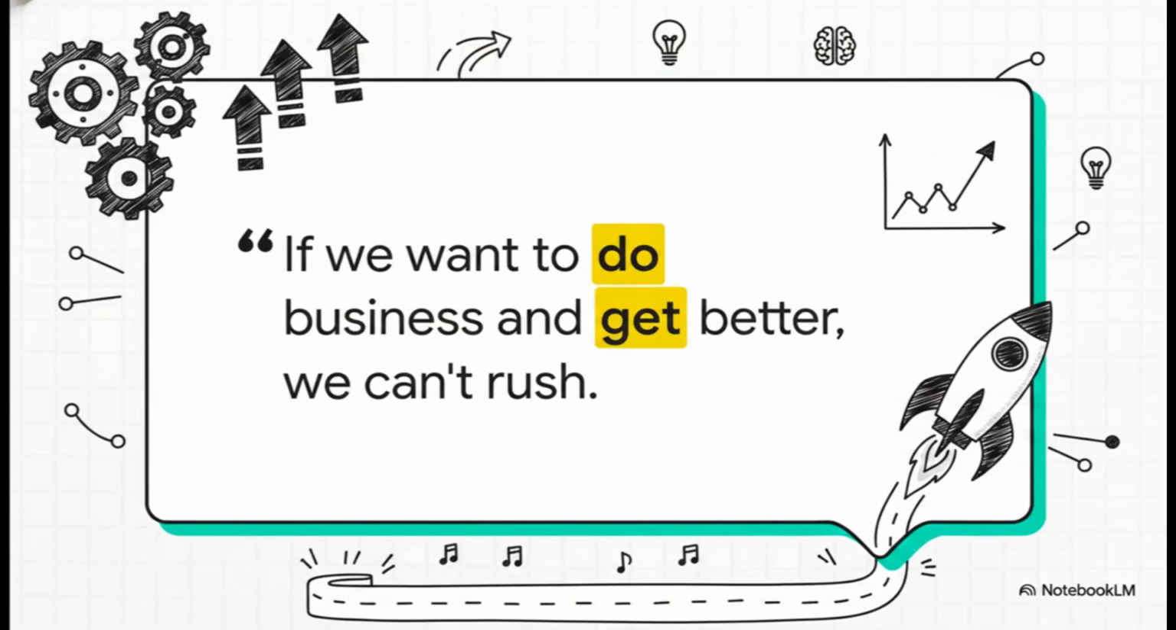And they wrap up the conversation with, "True. If we want to do business and get better, we can't rush." So check out how do and get function here. Do business refers to the general activity, right? The ongoing process. Get better implies a transformation or a change in state. They just flow right off the tongue. When you learn these phrases as complete chunks, your speaking speed and your natural rhythm are going to absolutely skyrocket.